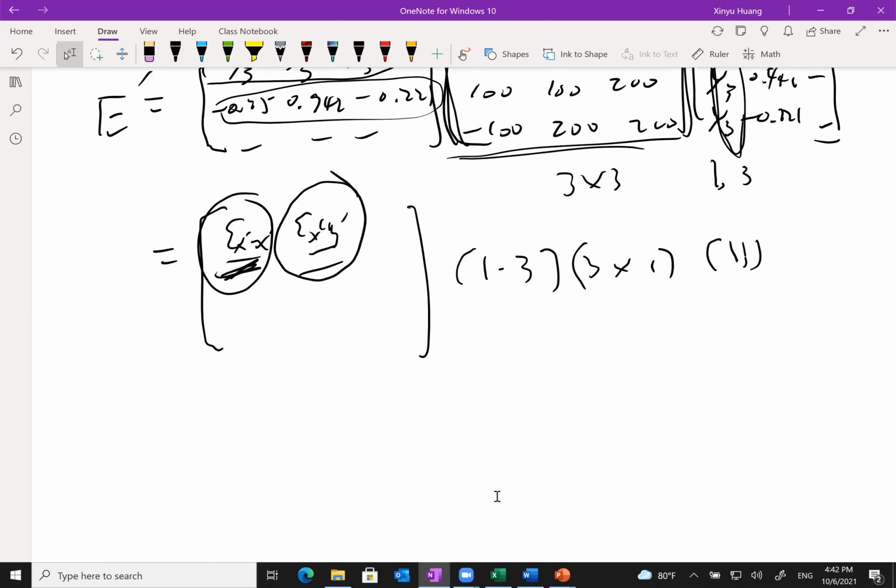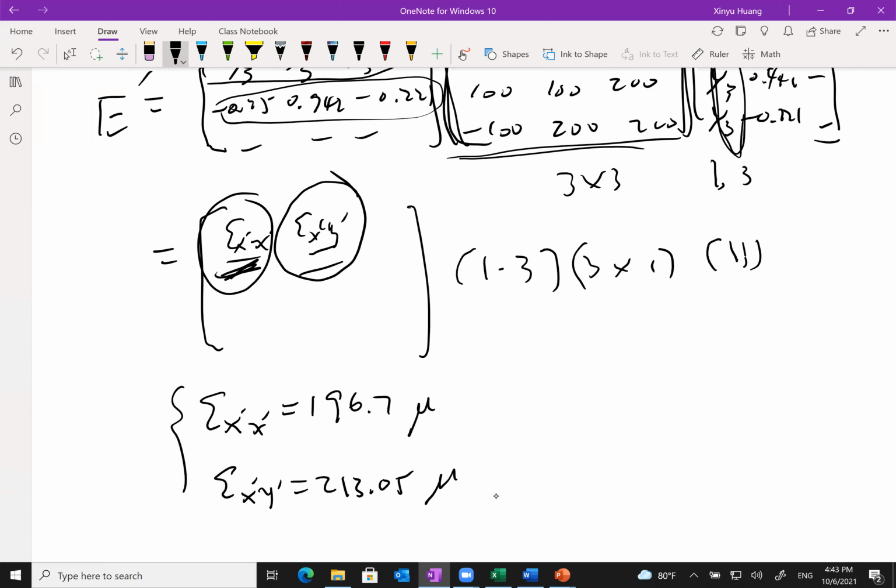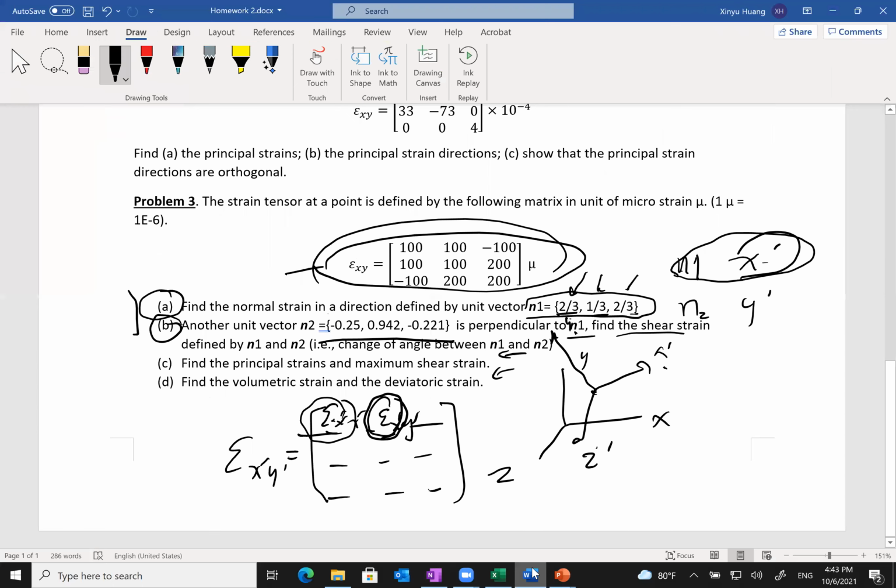All right. So it turns out that E x prime x prime is 1967 micro. E x prime y prime is 213.05 micro. That's parts 1 and 2.